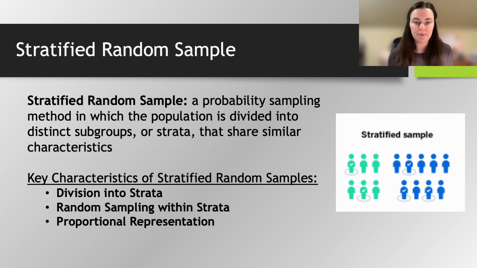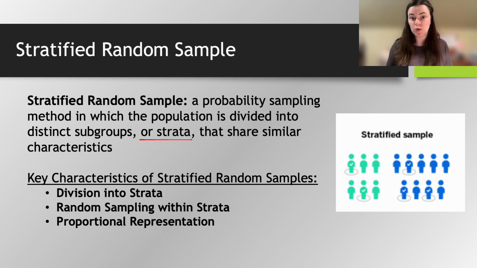The third type of sampling technique that we will discuss is a stratified random sample. And this is a probability sampling method in which a population is divided into distinct subgroups, which are also referred to as strata, that share similar characteristics. There are a couple key characteristics of stratified random samples, and the first is this idea of the division into strata. So let's take a step back here, because I'm pretty sure this is a new term for a lot of you. In this case, the strata refer to the population being divided into non-overlapping subgroups, and it's based on a certain characteristic.